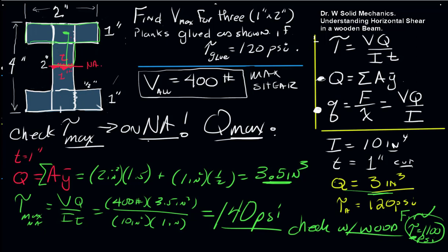This glue joint is the problem right now, and that's a case where moving the glue joint out to here might be a better design. In that case, this would increase by 4-fold to 560, which would still be okay in terms of the wood failing on the central neutral axis.